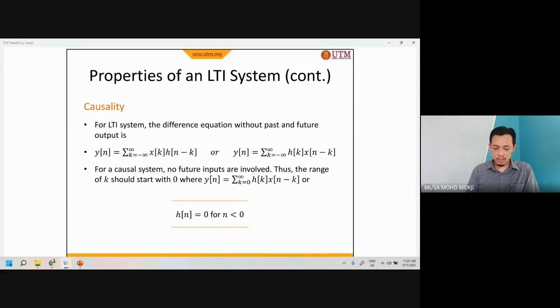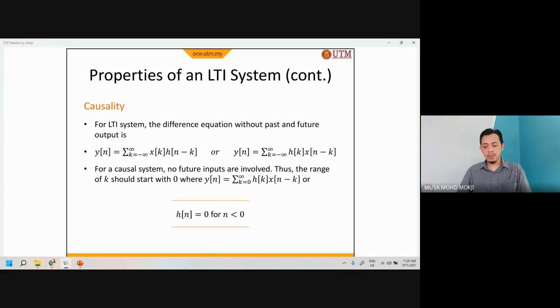And then let's look at causality. So causality for an LTI system, the difference equation without past and future output. This one. So yn, this one. Okay, I'm going to skip this one because I'm going to make this as simple as possible. For a causal system, no future inputs are involved. So we already know that. Thus the range of k, if you look at that one, k should start with 0. And what is the conclusion?